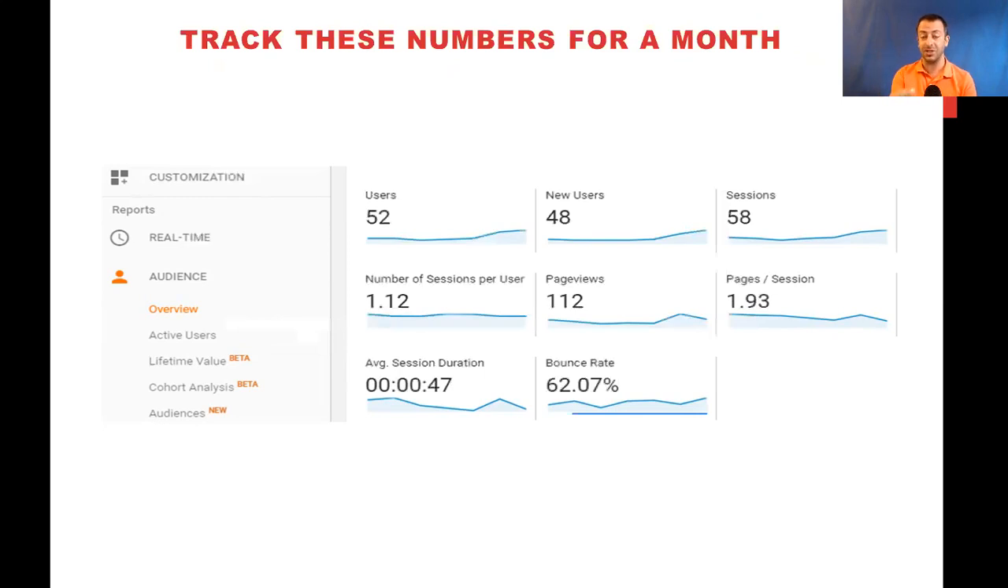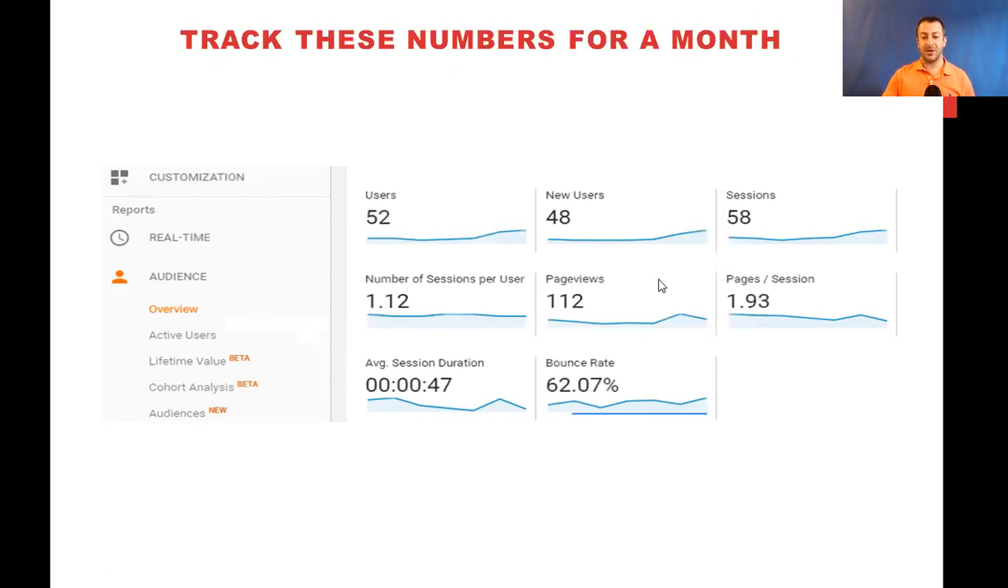Is it 1 page? Is it no page? Is it 5 or 10 pages? That's a very important number to know. Next one is the average session duration. That's another number about engagement that you want to work on. So if I visit your website, do I spend an average of 1 minute on your website or do I spend 5 minutes on your website, right? So that's another number to look for.